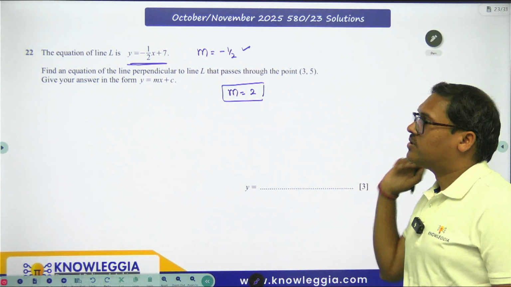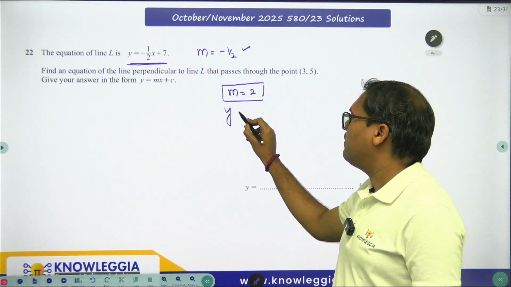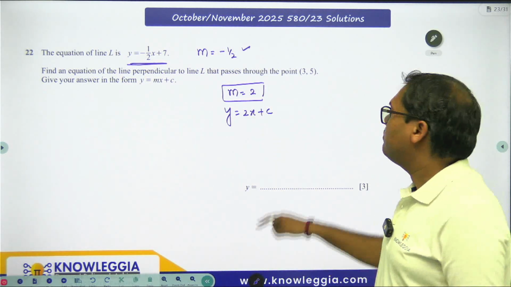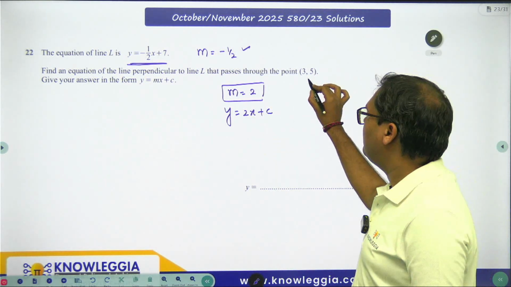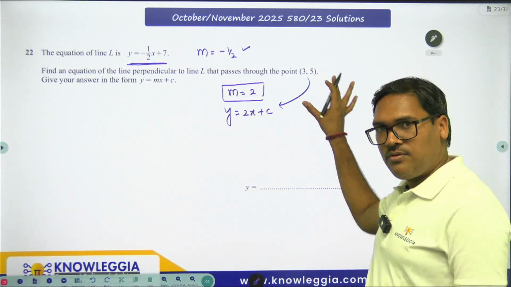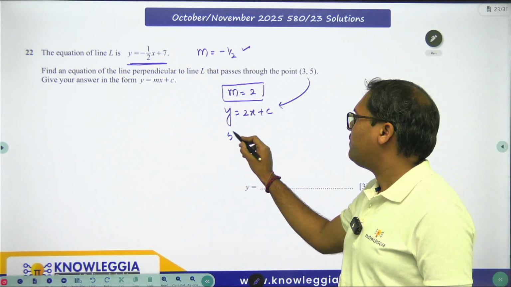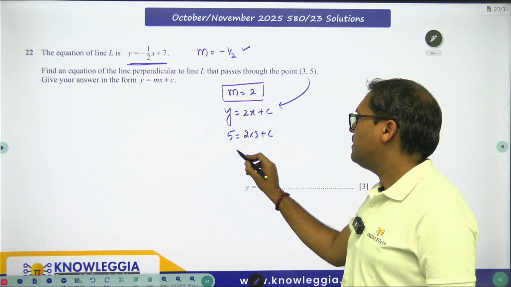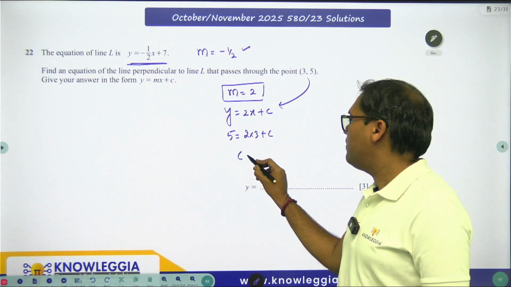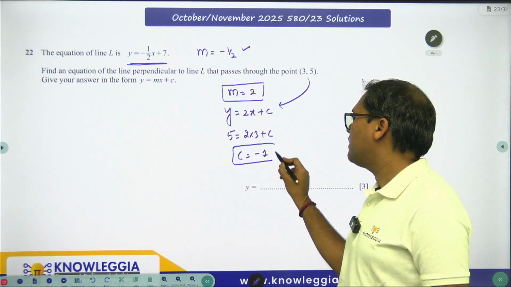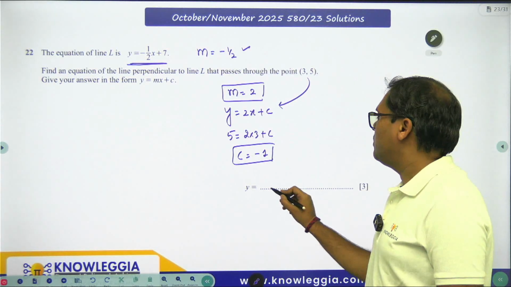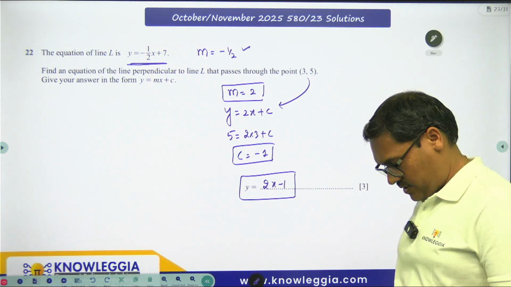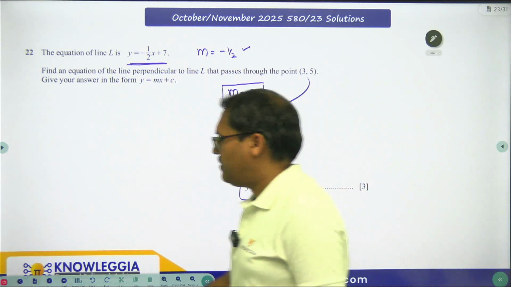And the line is passing through 3 comma 5. So, what is the equation of the required line? Y is equal to 2x plus c, because the slope is 2. Now, this is passing through 3 comma 5, so 3 comma 5 will satisfy the equation of the line. If I put this in, this is 5 equals 2 into 3 plus c. So, you can see this is 5 minus 6, so c will be equal to negative 1. So, what is the equation? Y is equal to 2x minus 1. That is the answer. So, let's check this. Y is equal to 2x minus 1 is the correct answer.